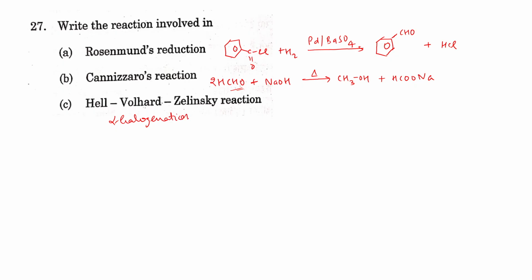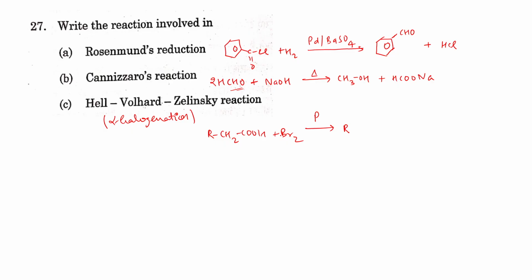Alpha halogenation reaction. When we have to increase the acidic strength of any carboxylic acid, this reaction is used. If I write RCOOH plus Br2, or you can take any other halogen, this reaction occurs in the presence of phosphorus.